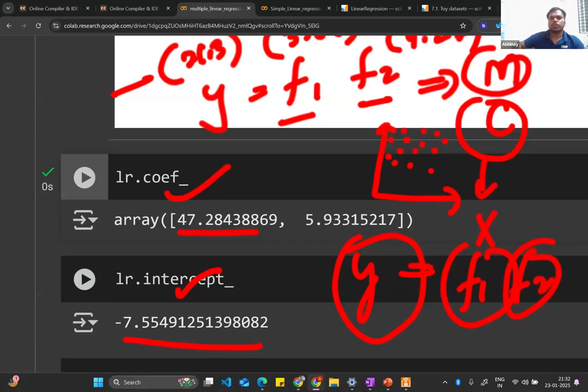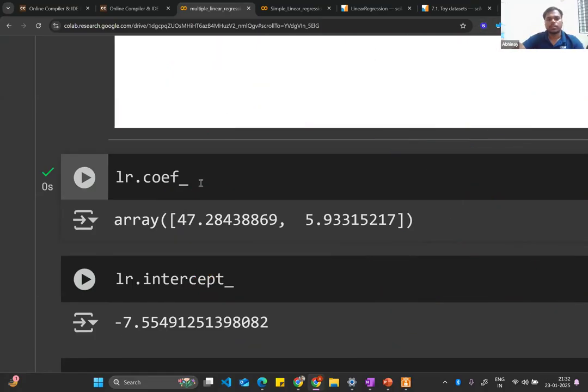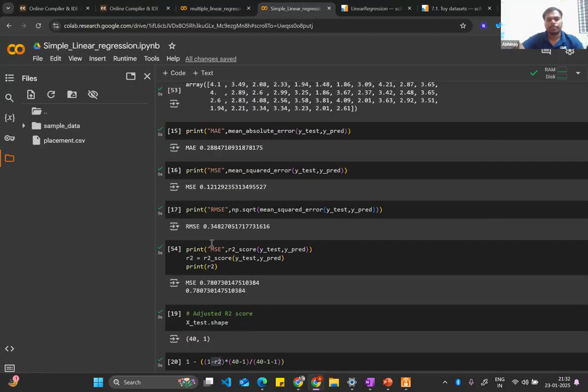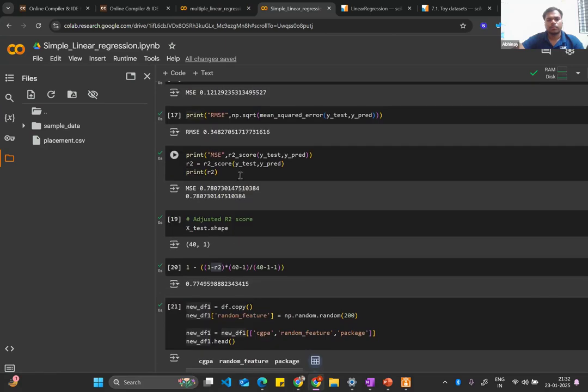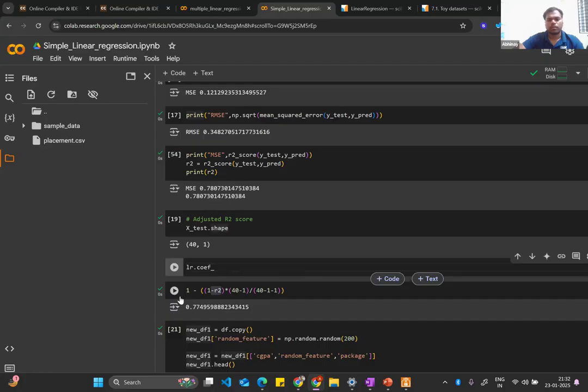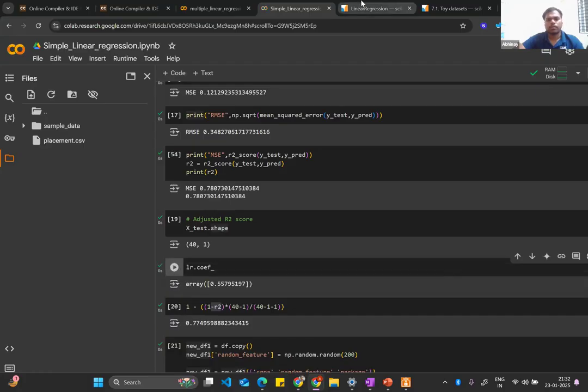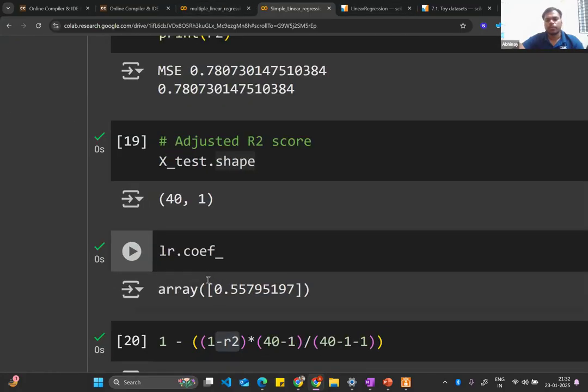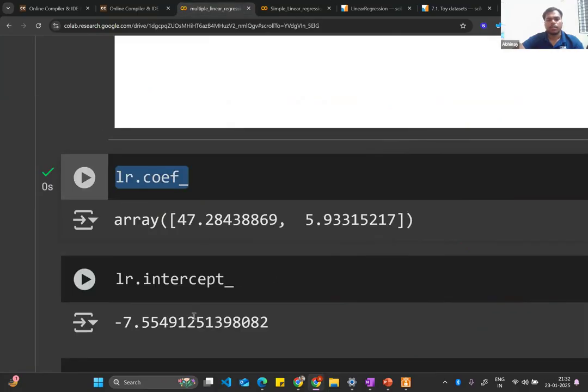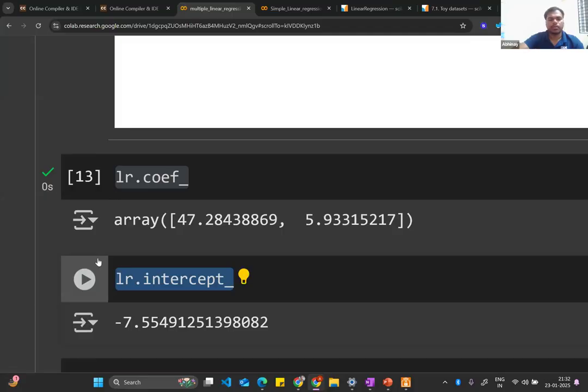I can show you there also in simple linear regression. Just copy this thing. The coefficient is coming around 0.57, and again for the intercept you can see.